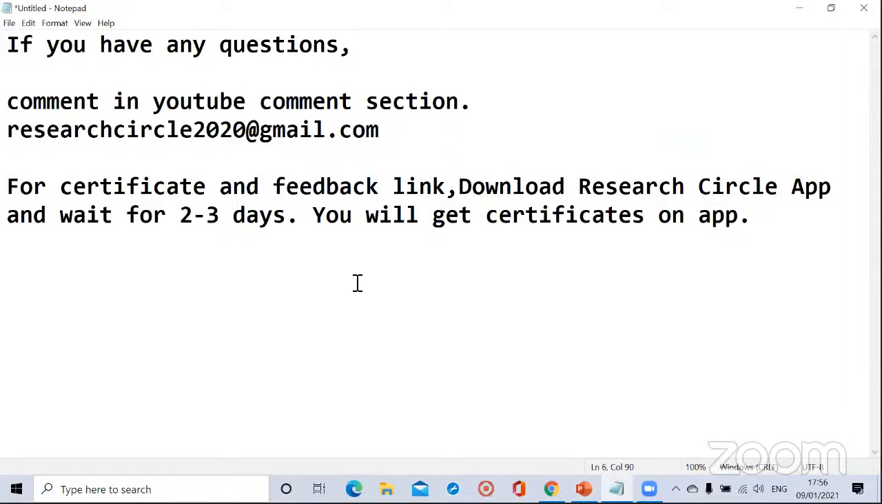Kashmala Khan, I have mentioned here on Notepad. You can watch it. You just download the Research Circle app and wait for 2 to 3 days. Sir, just wait for 2 days. Then, whenever you open the app, you will see the "how to apply for company session" link on the front. You have to click on that, and the certificate download option will automatically appear there.